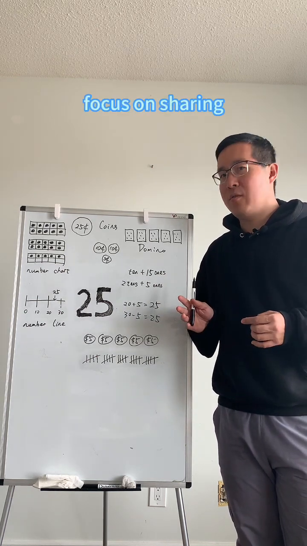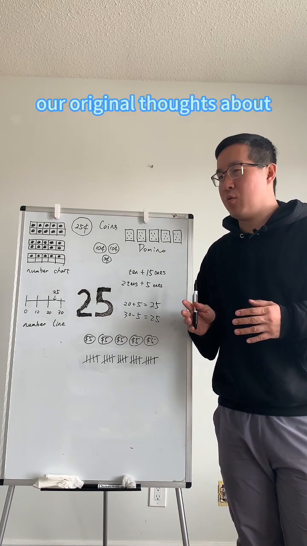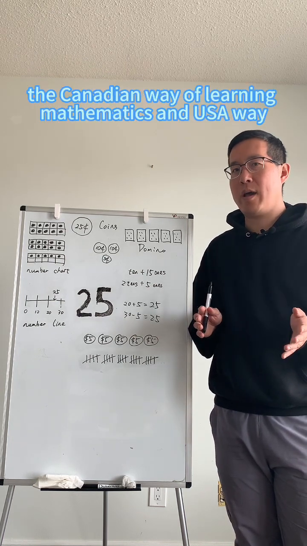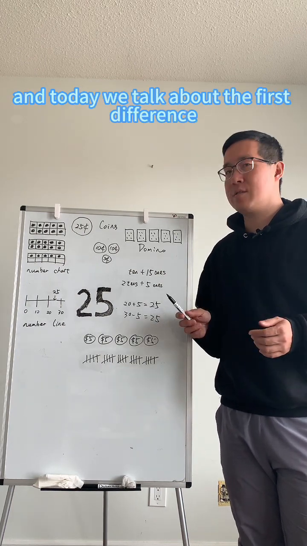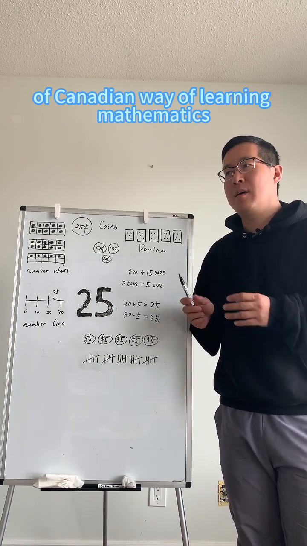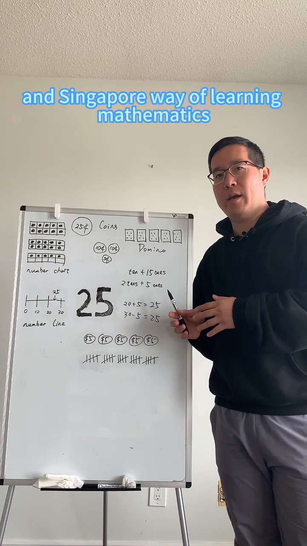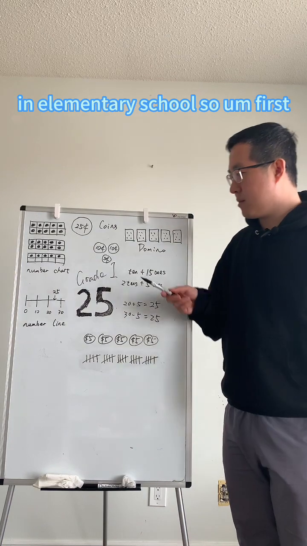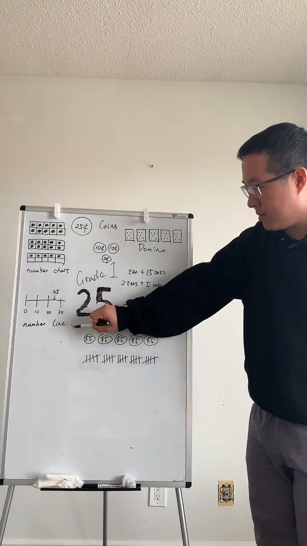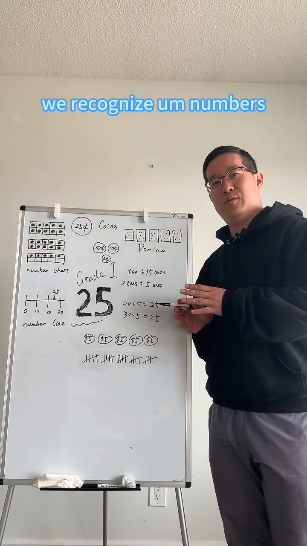Now, our channel focuses on sharing our original thoughts about the Canadian way of learning mathematics and the USA way. And today we talk about the first difference between the Canadian way of learning mathematics and the Chinese and Singapore ways, which starts from grade 1 in elementary school. So, first, we recognize numbers.